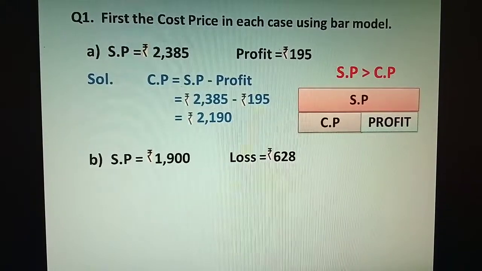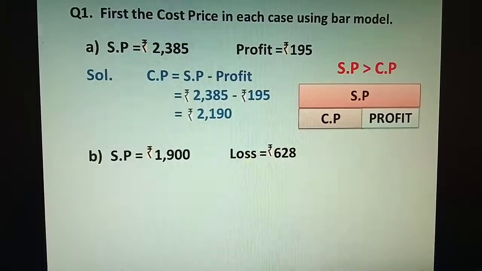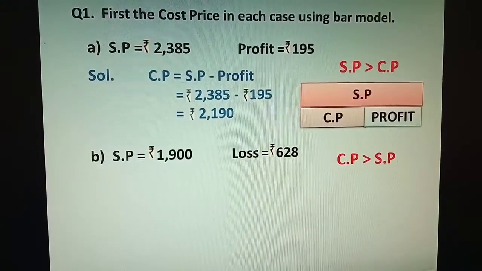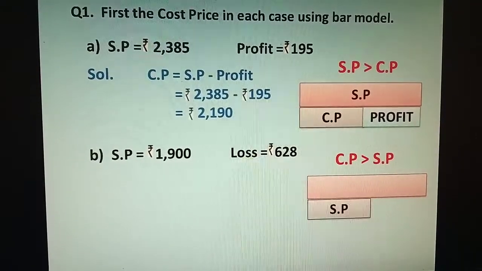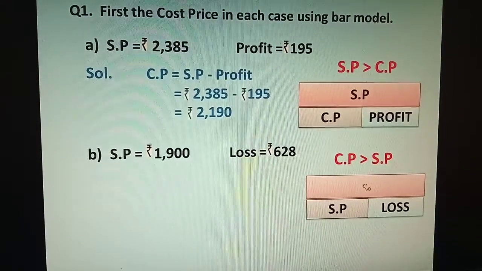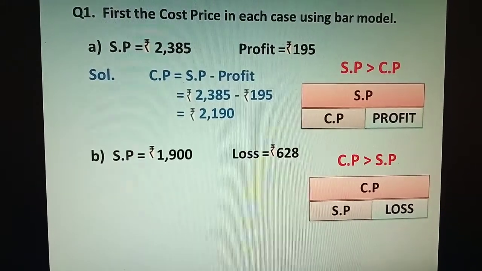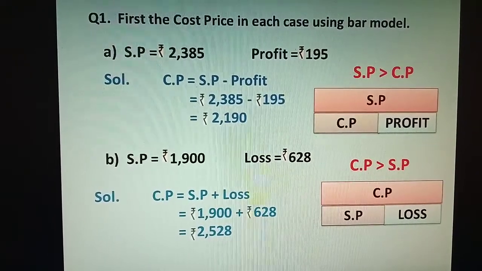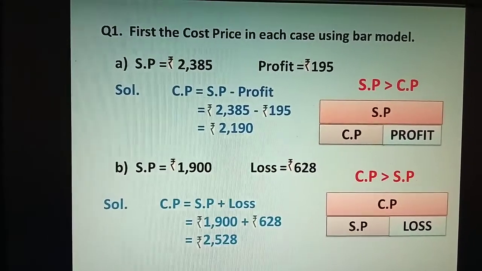SP is 1900. Now loss is given to us, that is 628 rupees. Since it is a loss, CP will be greater than SP. So CP will come in the whole part, upper part, and SP and loss will come in the lower bar. Since we have to find the CP, the whole, we add SP and loss to get the CP. So we add 1900 and 628 and the answer is 2528 rupees.